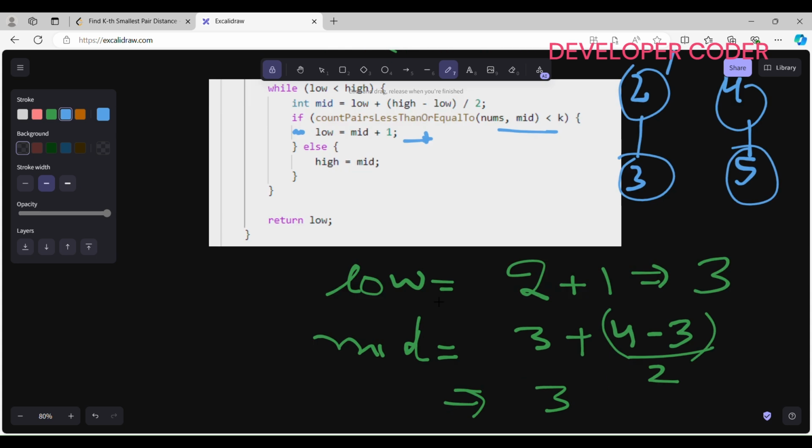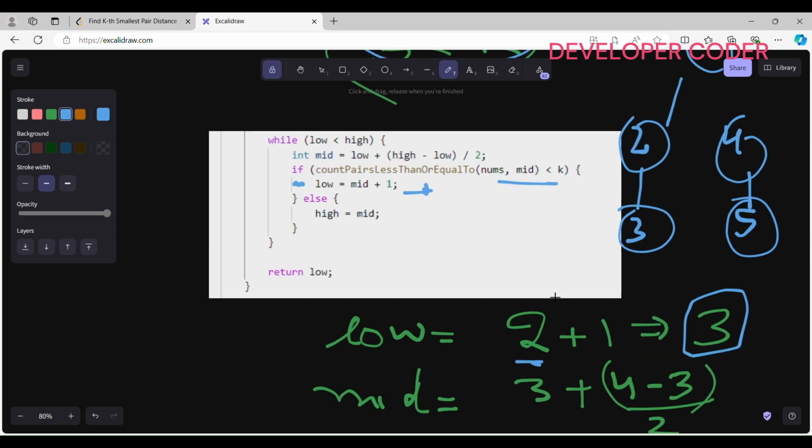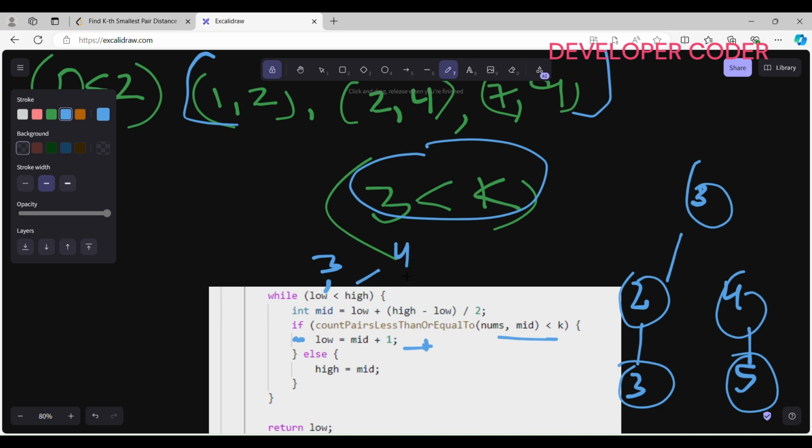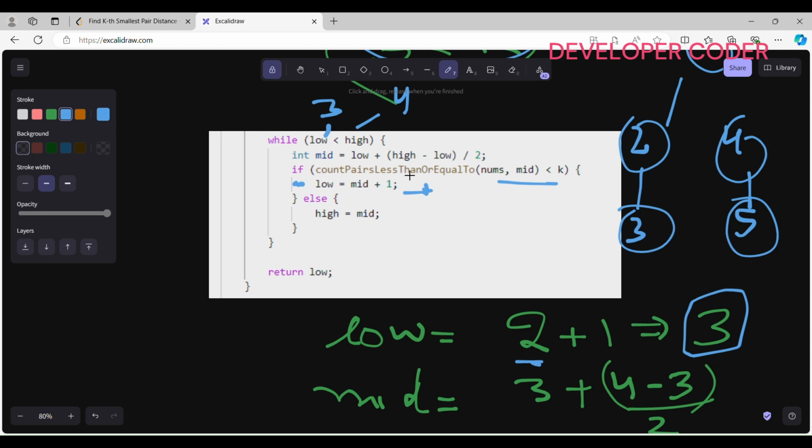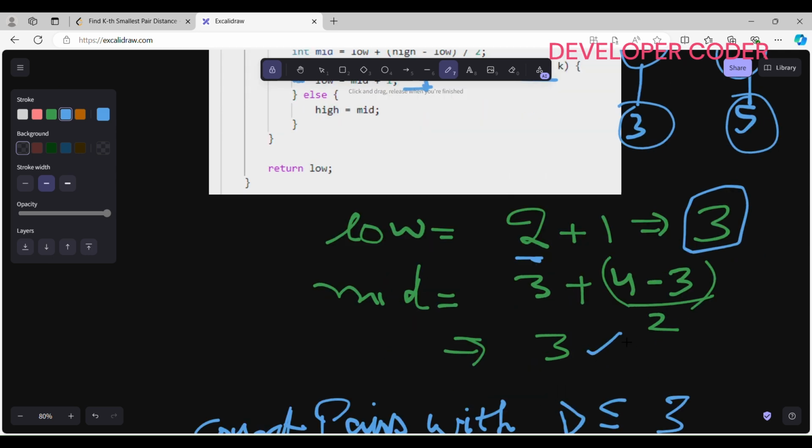So low is equal to mid, which was 2 last time, plus 1, so low is 3. And high, from last time, is 4. So I can execute this part again. Again I have to check the mid: 3 plus (4 minus 3) divided by 2, I am going to get the mid as 3.